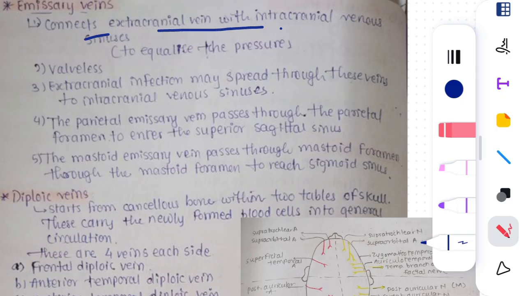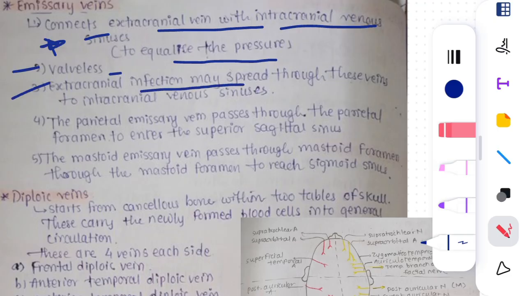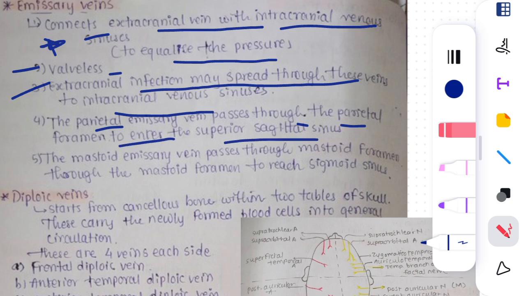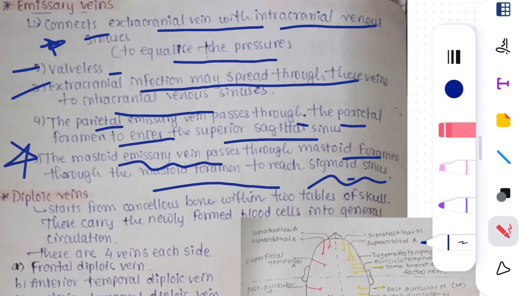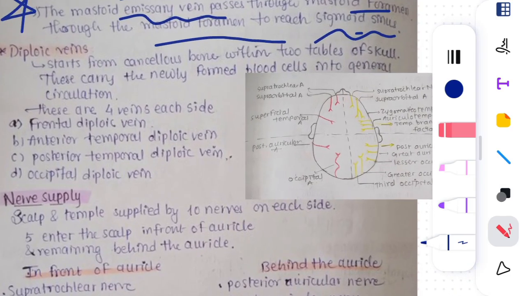It connects the extracranial veins with the intracranial venous sinuses to equalize the pressure. Valveless, extracranial infection may spread through these veins to intracranial venous sinuses. It is so fatal. The parietal emissary vein passes through the parietal foramen to enter the superior sagittal sinus. And the fifth one is the mastoid emissary vein, which passes through the mastoid foramen to reach the sigmoid sinus. Emissary veins are 6 marks or 3 marks important questions.